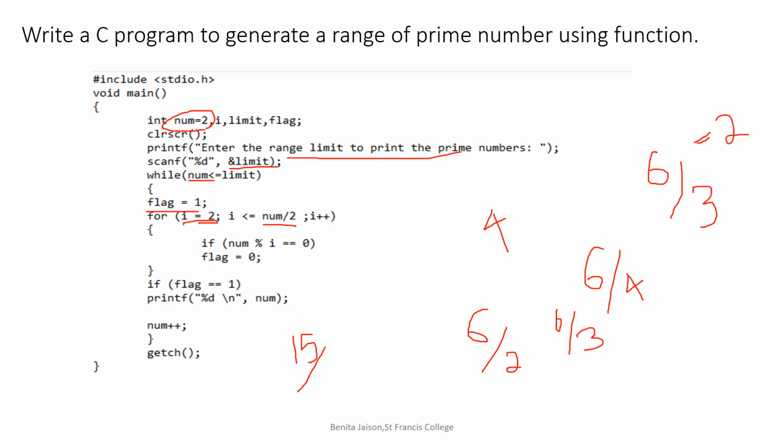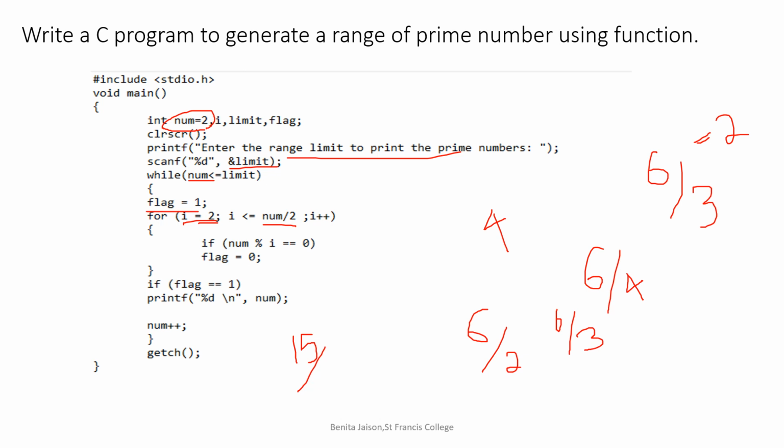So what is 15 by 2? 16 by 2 will be 8, so 15 by 2 will be something between 7 and 8, right? So you know that it will not be dividing if you further try a number which is greater than 7, right?